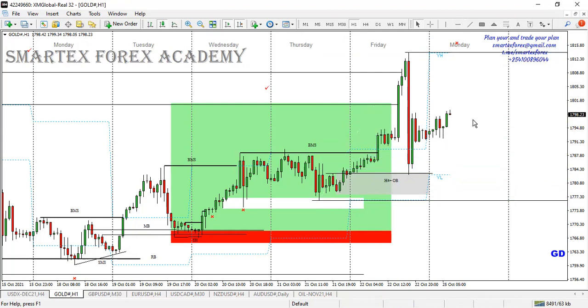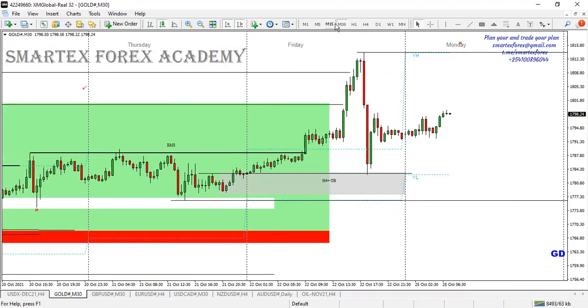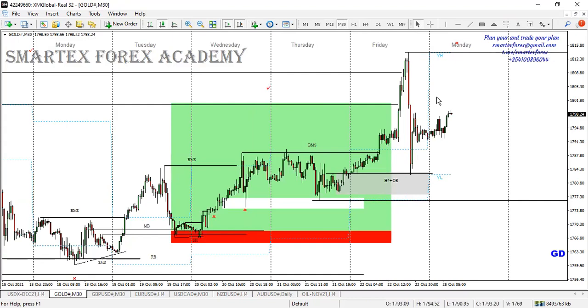How are we gonna join this trend? There is this void here. It will be covered. But first, our first target will be this high when we get an entry. So we move to lower time frame to refine what we have.